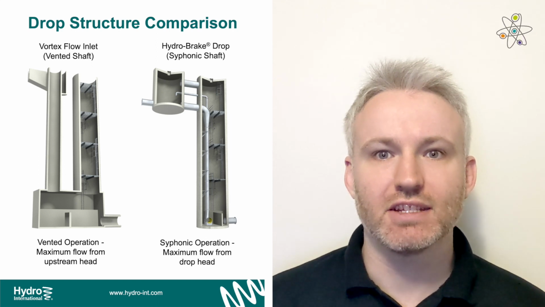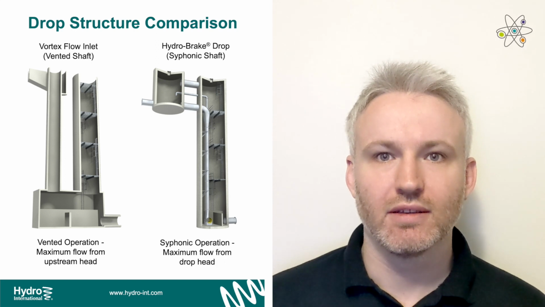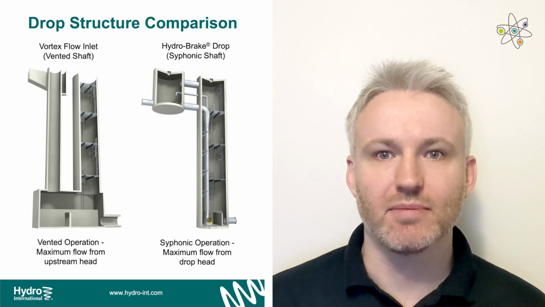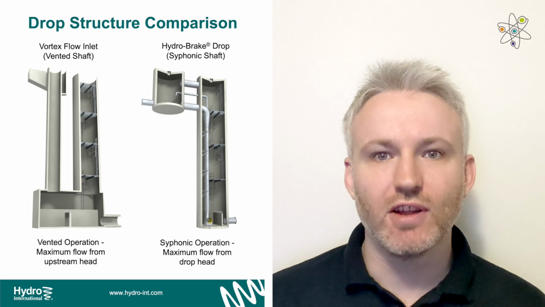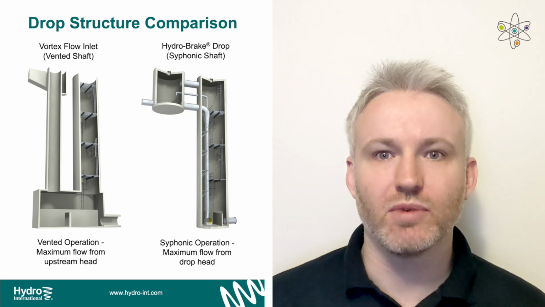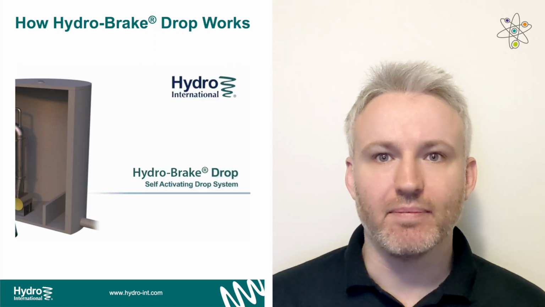Therefore, a separate access shaft must be built alongside the drop shaft at much greater cost. The other key difference is that the siphonic operation of Hydrobrake Drop utilises the head of the entire drop height, maximising flow capacity. The flow capacity of other structures is determined by only the upstream head from the inlet structure, which is far lower.